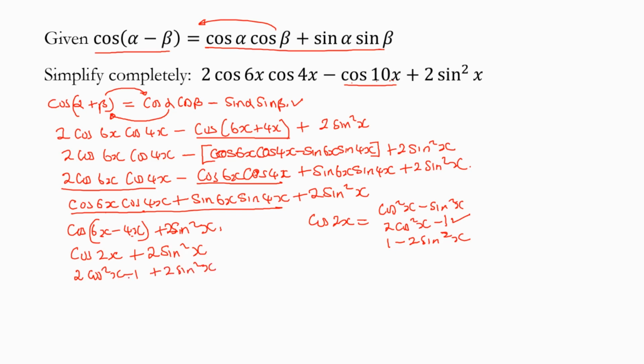If you check these two, you have 2 cos squared x plus 2 sine squared x minus 1, and then factor out 2. This is cos squared x plus sine squared x, and the identity is 1. So it is like 2 minus 1, which is equal to 1. Done.